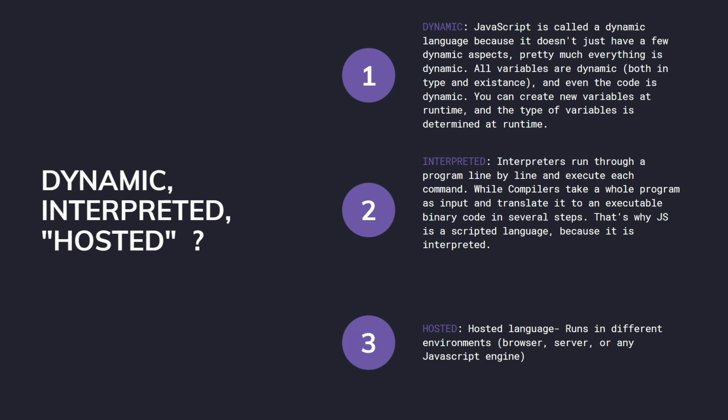What does it mean that JavaScript is interpreted? Interpreters basically run through a program line by line and execute each command, while compilers take a whole program as input and translate it into executable code in several steps. Take note that it translates into an executable binary code. Once we compile, we do not need to compile again until we make any changes. Moreover, the fact that JavaScript is interpreted makes it also a scripted language.